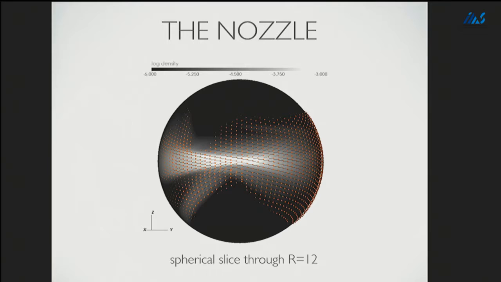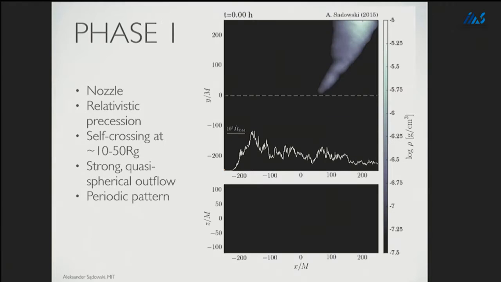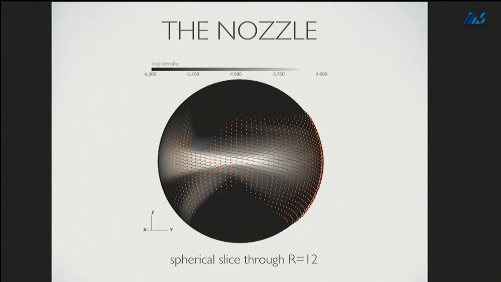This is a spherical slice through radius 12, which corresponds to exactly the region where the nozzle is located. You see that the thickness of the nozzle is not small, it's relatively extended, which is a good thing for a grid-based code like this. This comes from the fact that this is a very close encounter, and also an elliptical encounter, which means that the distribution of the velocity vectors inside this debris is pretty wide, and we do not get a very thin nozzle at all.